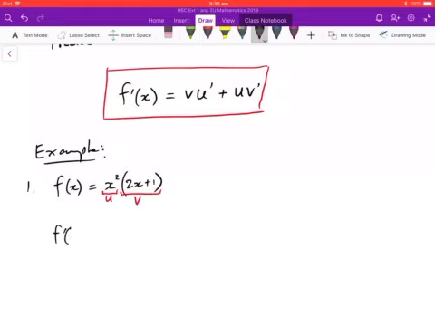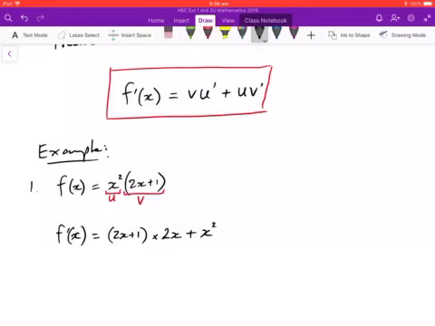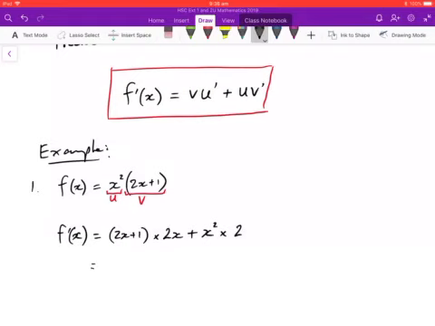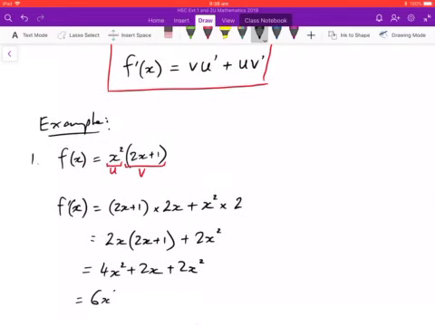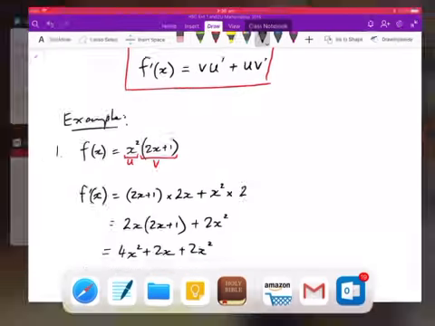So, f dash x is equal to 2x plus 1 times the derivative of u, which is 2x, plus x squared, which is u, times the derivative of v, which is 2. And if we do this, it's going to be 2x plus 1 times 2x, plus 2x squared, which I expand: 4x squared plus 2x plus 2x squared is equal to 6x squared plus 2x, which is comforting to know.